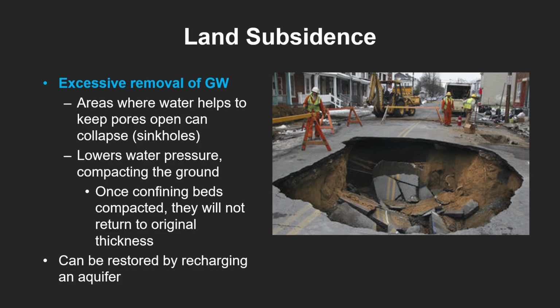Subsidence occurs when groundwater is withdrawn and the weight of overlying materials compresses the now dry sediments. As the pore space collapses, the ground surface can sink, forming sinkholes or causing permanent loss of aquifer storage. Once those pores are compacted, they don't reopen, even if the aquifer later refills.